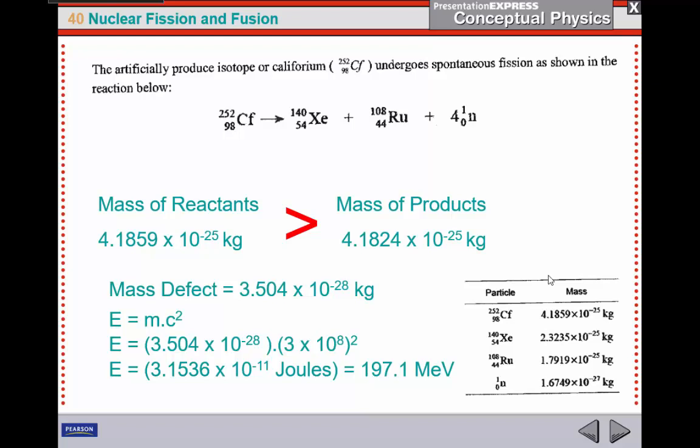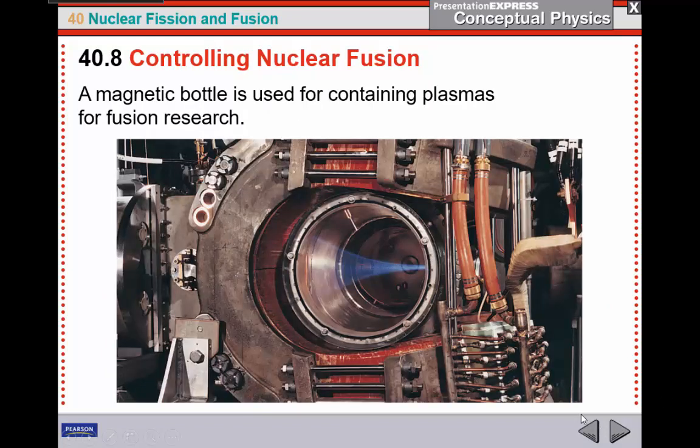Now, really important when we start talking about this is that this is an exothermic reaction. Because you're losing mass, you're actually creating energy. If it was the other way around, it would be an endothermic reaction. Those people who do chemistry will probably understand this. Endothermic means it would get colder, you actually have to put heat into it to get this working.